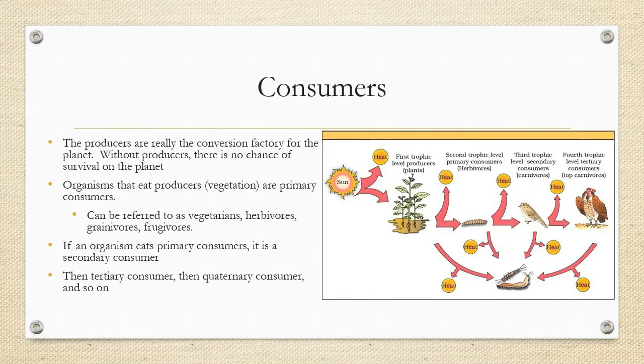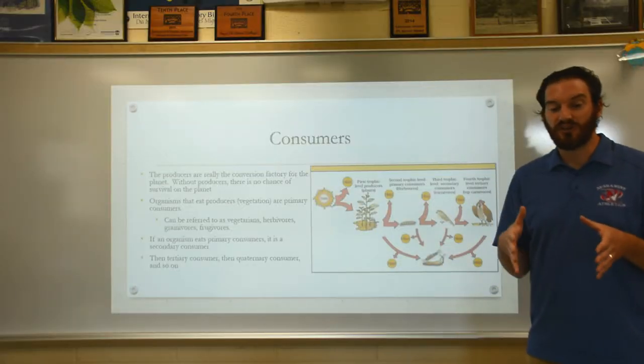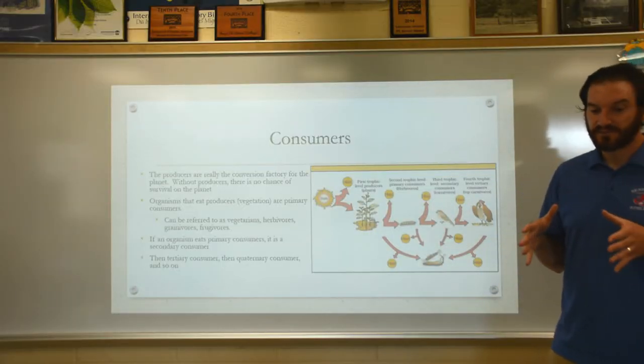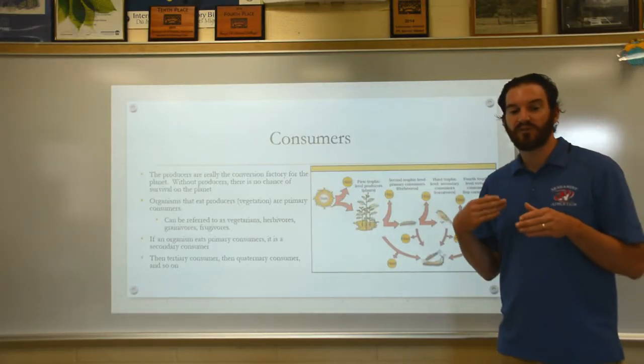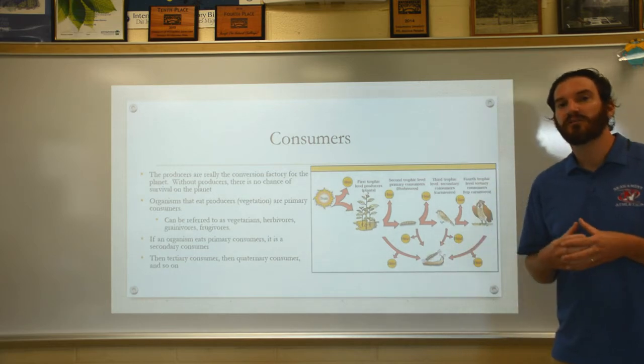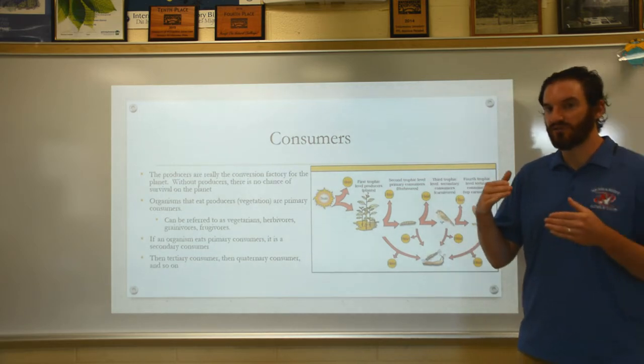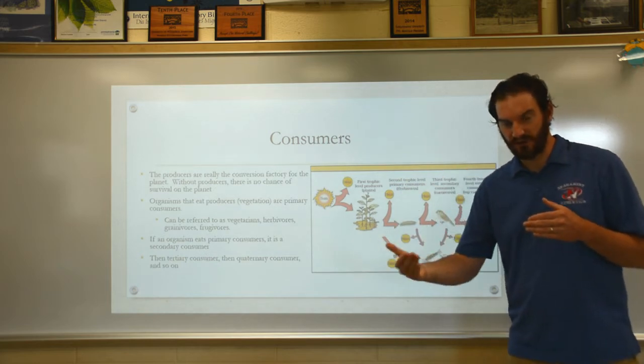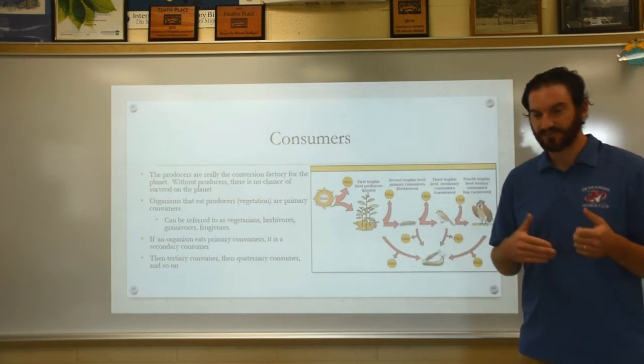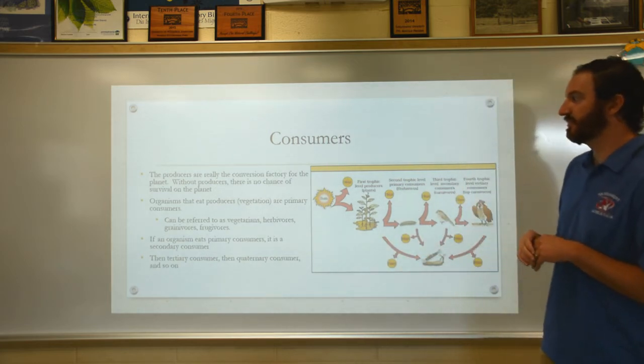Now, there's many different levels of consumers depending on what they consume. If you start at the very, very basis, an organism that consumes a producer is going to be a primary consumer. And then if that organism consumes primary consumers, it's a secondary consumer. So let's go through some very, very simple examples here.